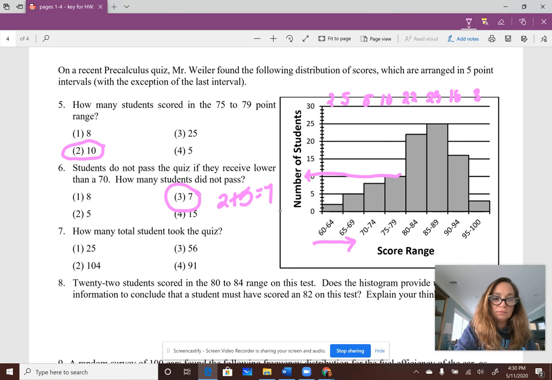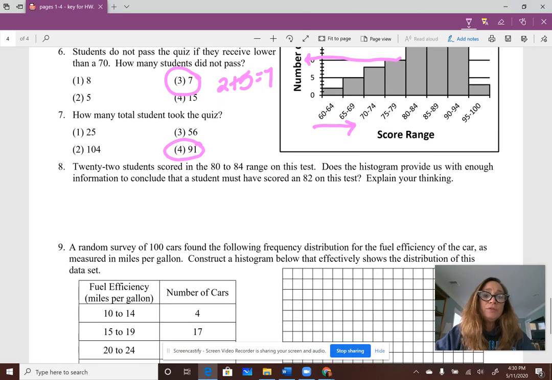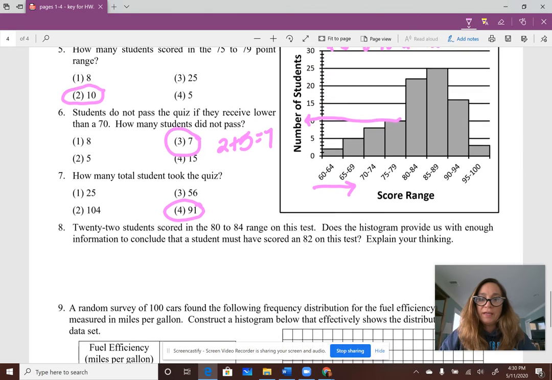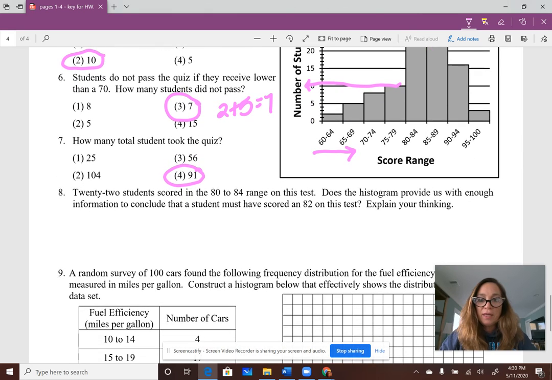Yep, 91. Okay, keep going. 22 students scored in the 80 to 84 range. Hey, that's what I said, 22. Does the histogram provide us with enough information to conclude a student must have scored an 82?